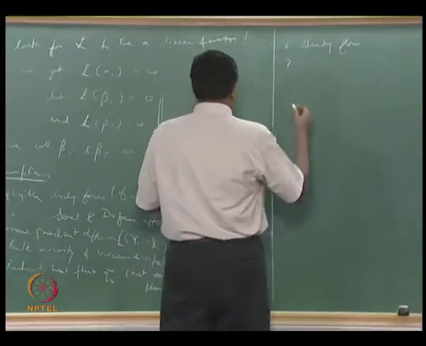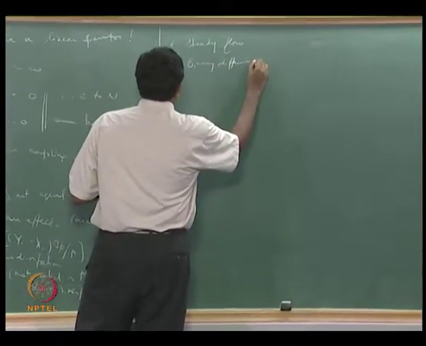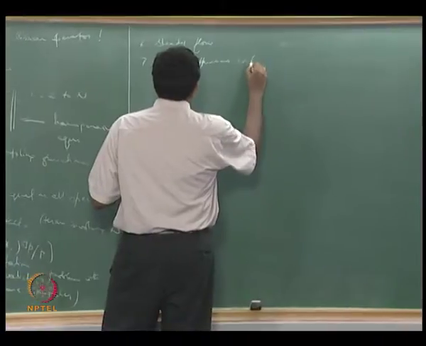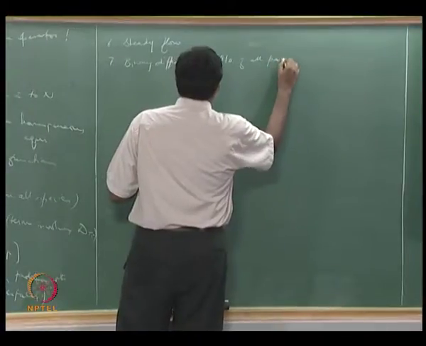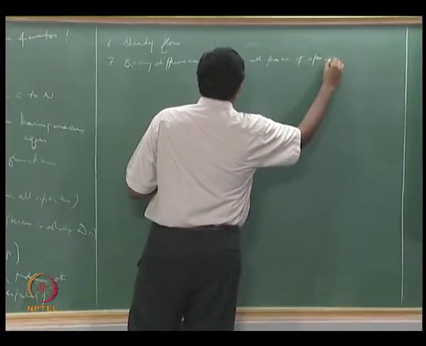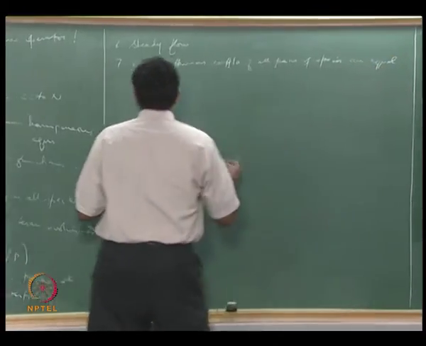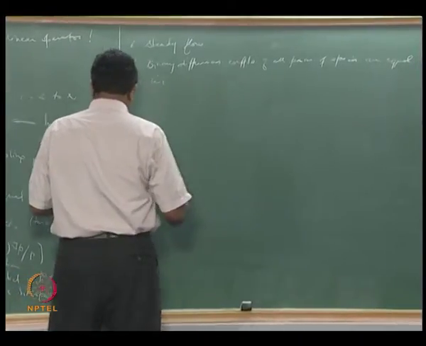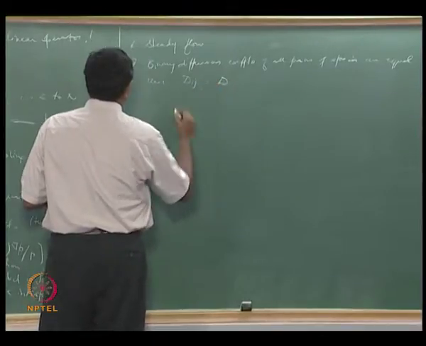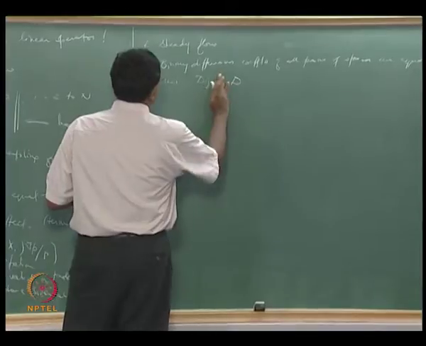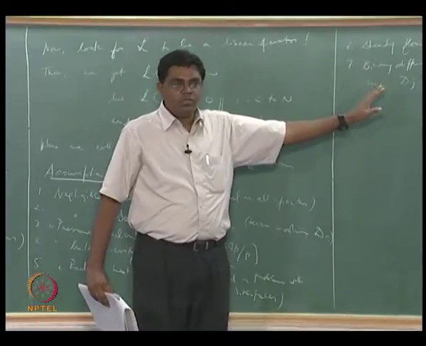Then we say binary diffusion coefficients of all pairs of species are equal. That is, Dij equals D. Not even saying that we have Dij equal to Di.